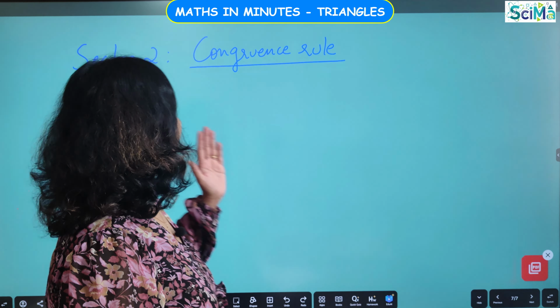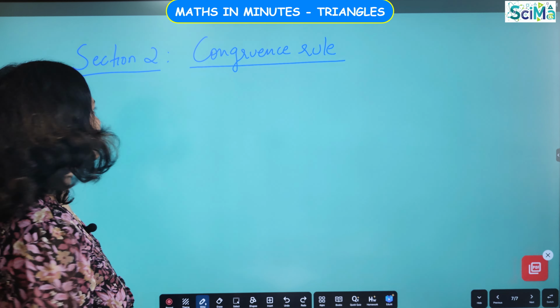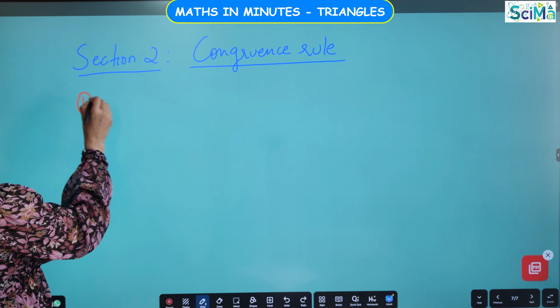So the next section is section 2, that is congruence rules. There are 5 standard congruence rules. Number 1, SSS: side, side and side. Here we take one triangle and one more triangle. Let's name them A, B and C, and this is P, Q, R.